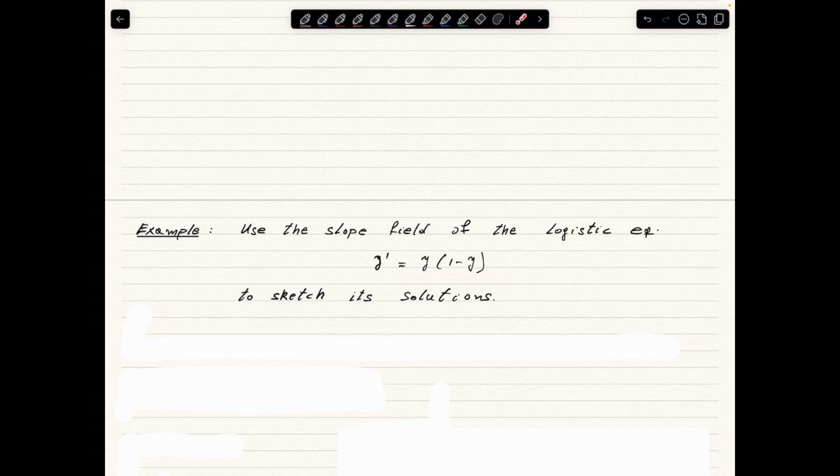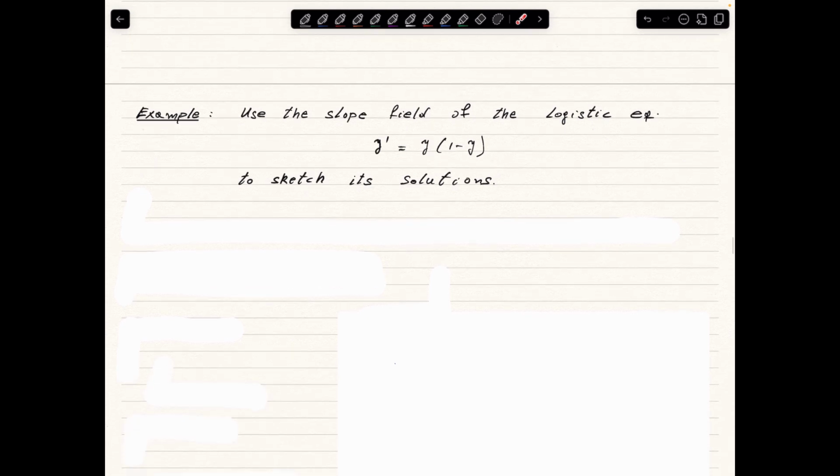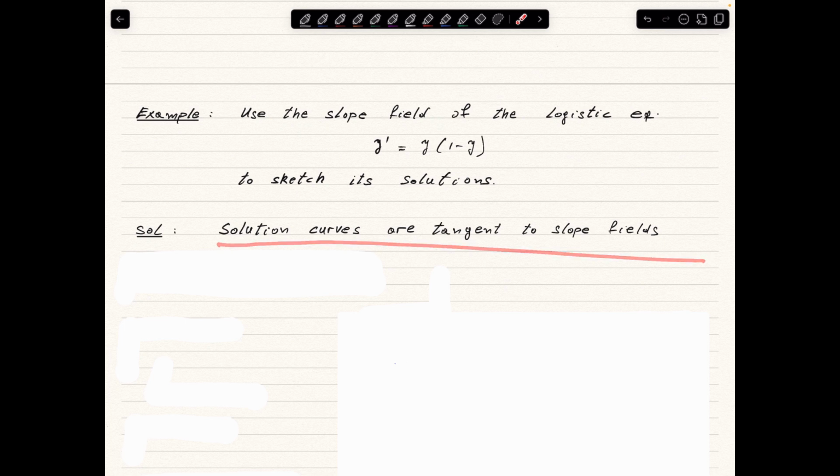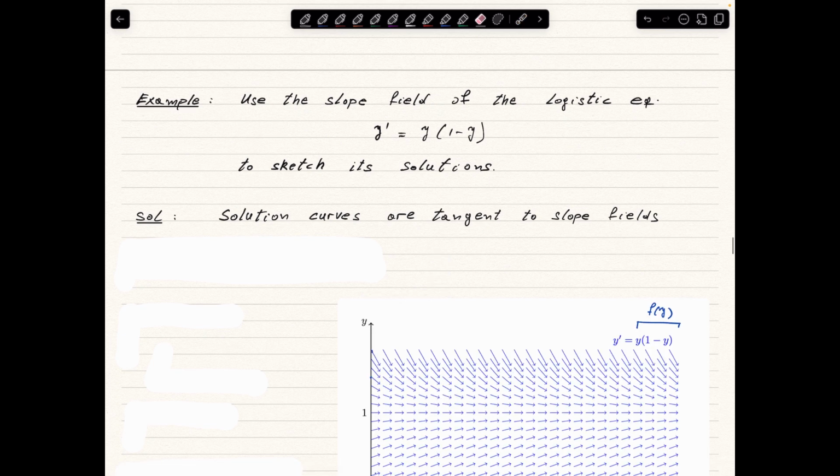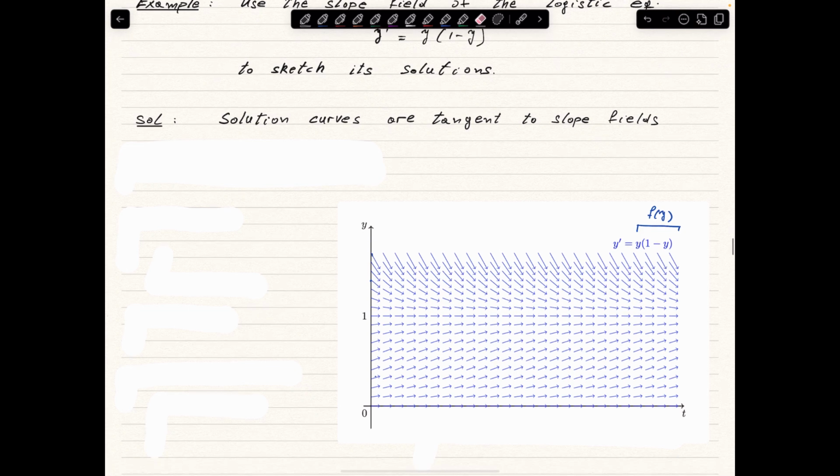The logistic equation that we solved in a previous video. Okay, we are going to sketch the slope field for the equation. We know we have graphed these solutions before, so let's see if we can recover those solutions. We need to graph the slope field. If we have a computer, we can do it. This is what we get.